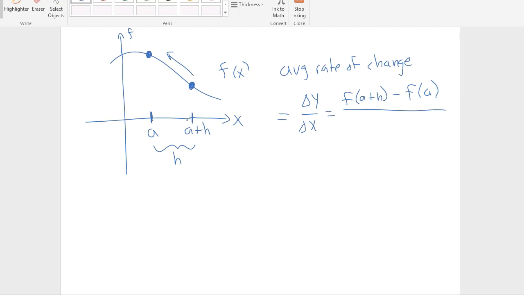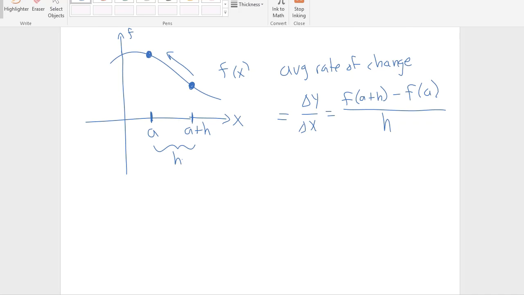And then technically the distance between these is the difference between the two. So a plus h minus a is really just going to give me h. That is my delta x. The distance from here to here is h, so I'm just going to write h. So there's the slope of the secant line. That is my average rate of change.